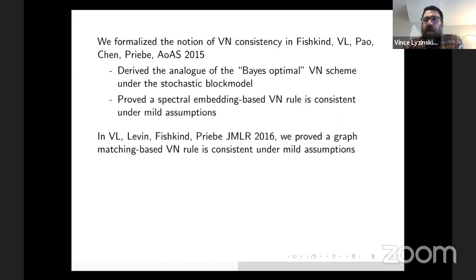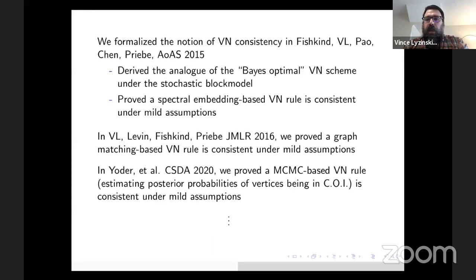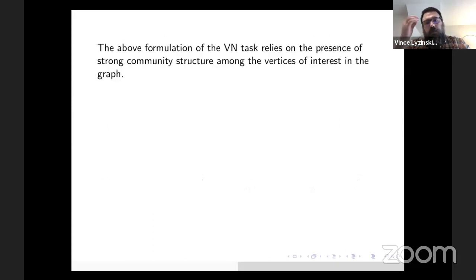In a sequence of subsequent papers, we proved a bunch of other VN rules were consistent and provided more general procedures for implementing these things, paying attention to scalability and different aspects of the community structure that could impact performance. But all of the initial work that we did relied on having strong community structure among the vertices of interest in the graph. And sometimes that's reasonable, and it's this community structure that defined interesting.